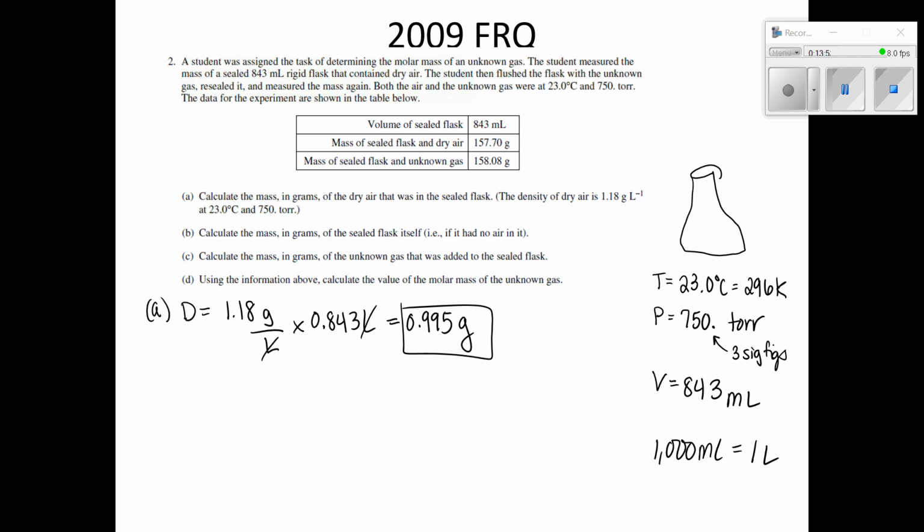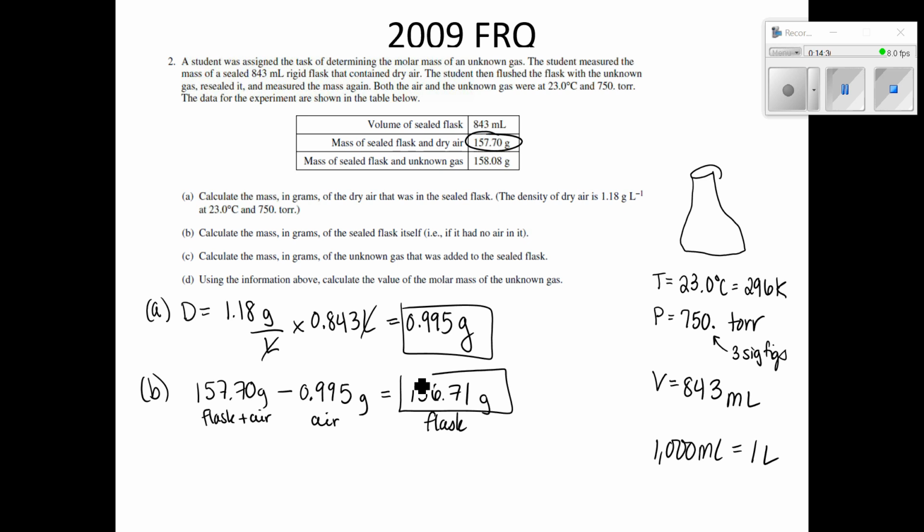Okay, so calculate the mass of the flask itself with no air in it. So that's an interesting question. Let's think about what we know. Well, we know the mass of the flask with the dry air is 157.7. So that's flask plus air. And then we know that the mass of the air is 0.995. So if we subtract those two values, we will get the mass of the flask alone.